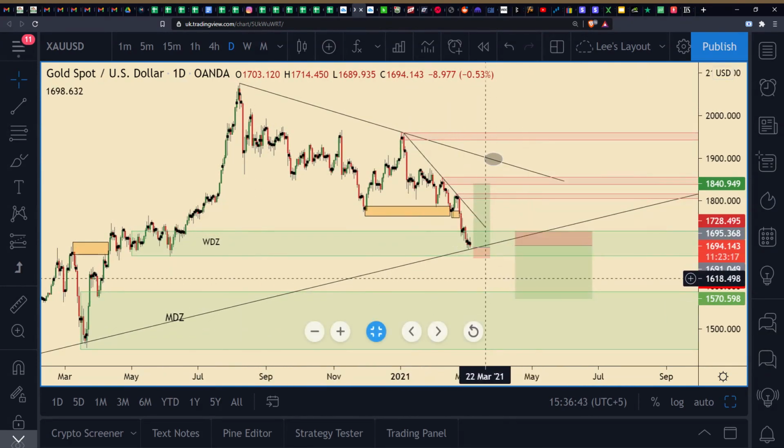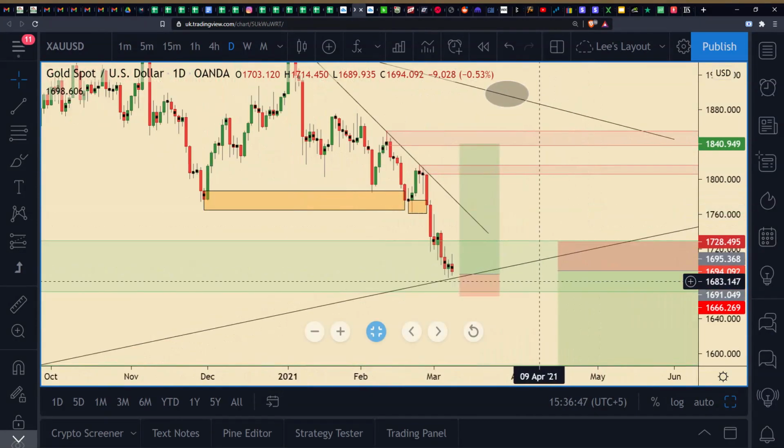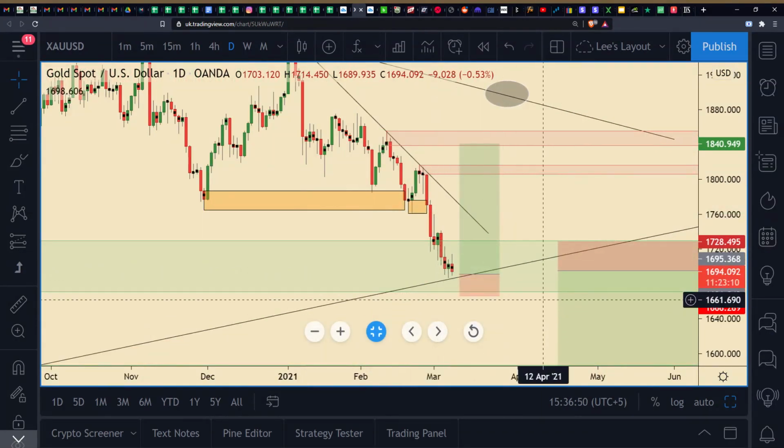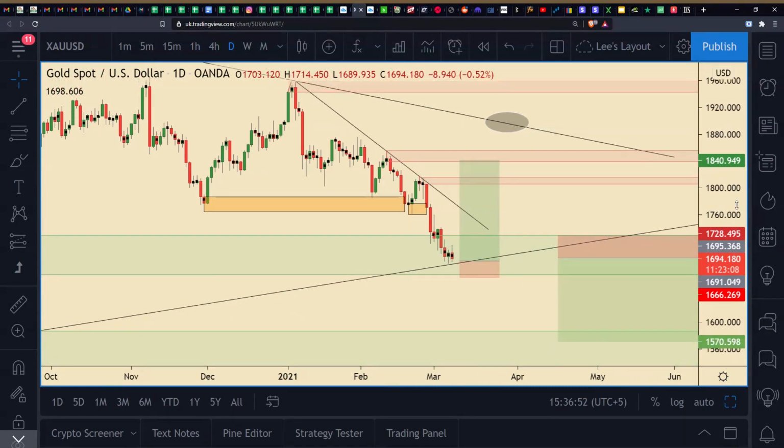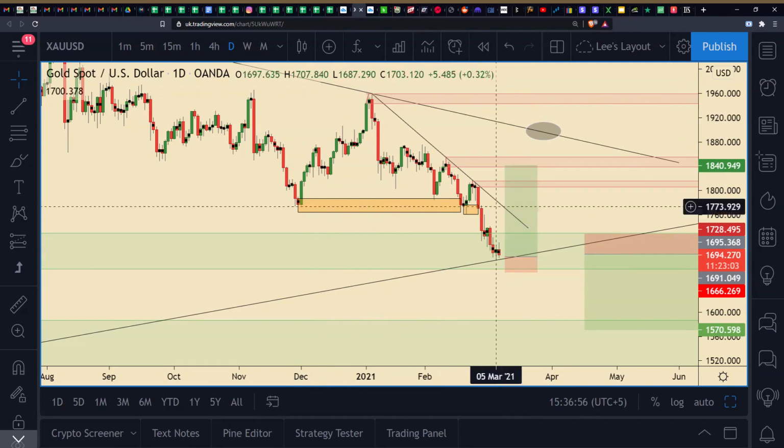Weekly demand zones are usually pretty strong. I gave the analysis out before. We look to have whipped off that trend line, so we could be finding support here. I'm looking to break this trend line, go back up maybe to the top of this wedge zone possibly.